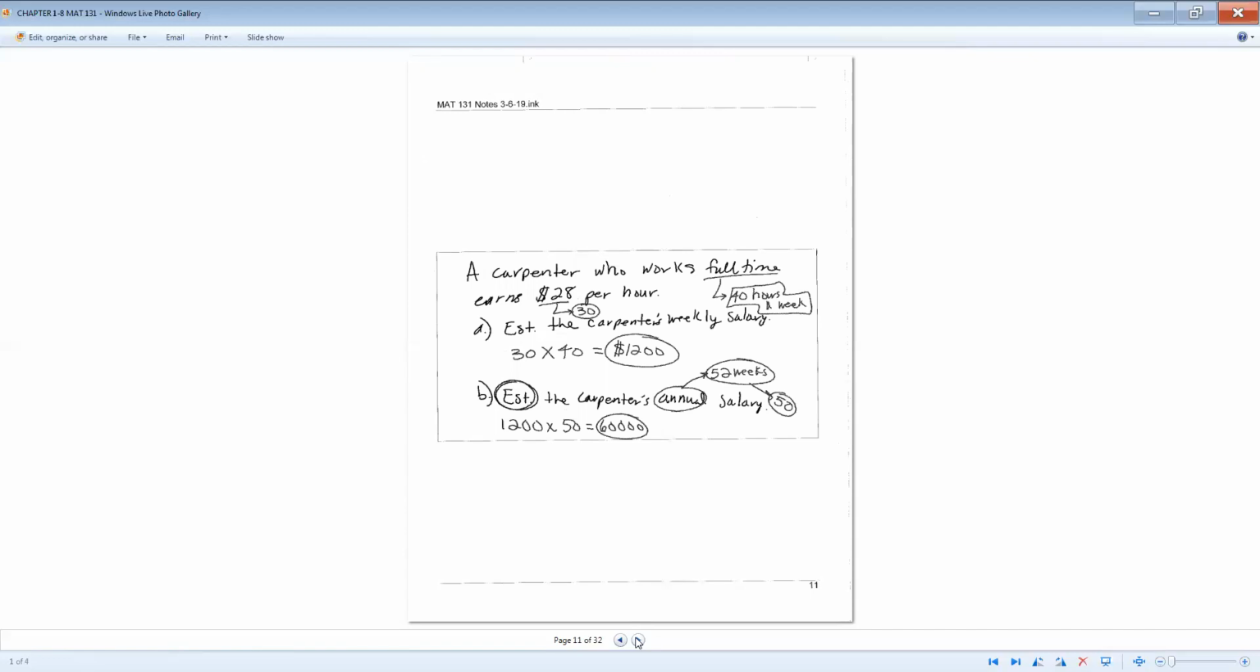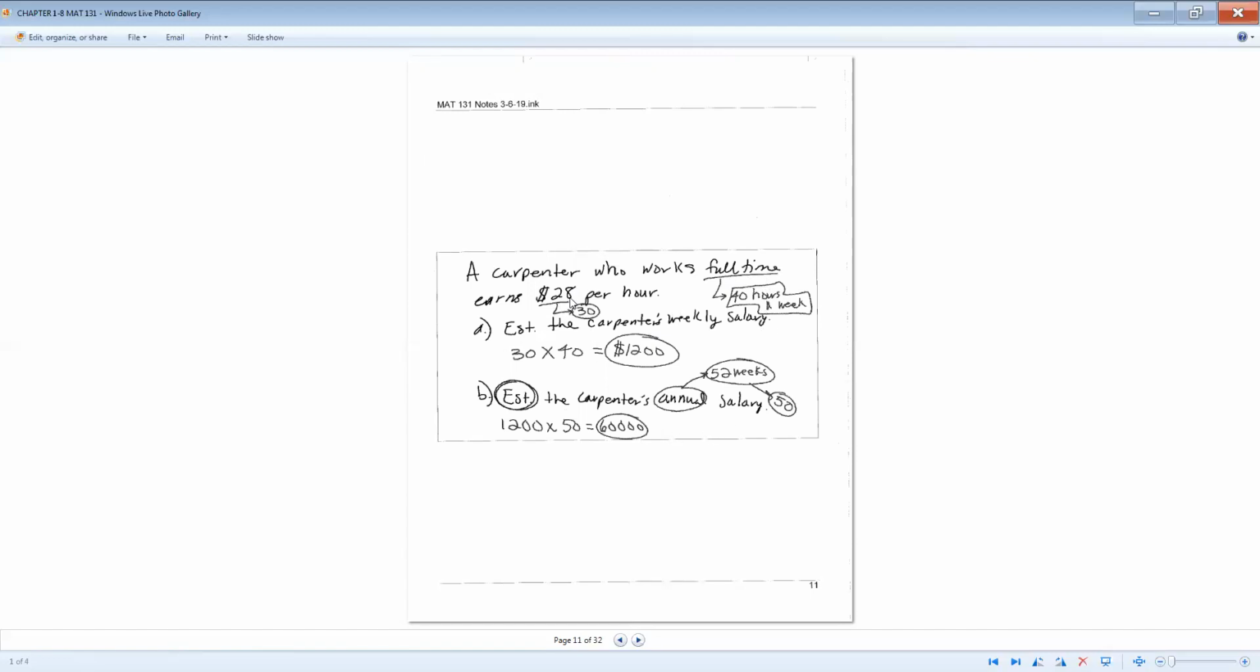So that's how you would handle your estimation. Let's look at another example. A carpenter who works full-time earns $28 per hour. Estimate the carpenter's weekly salary. So this problem wants you to come in with a little bit of pre-knowledge. They assume you know full-time is 40 hours a week.